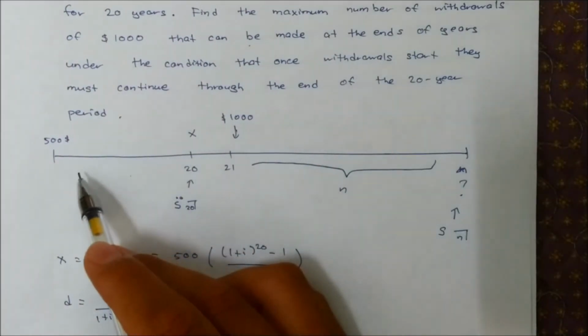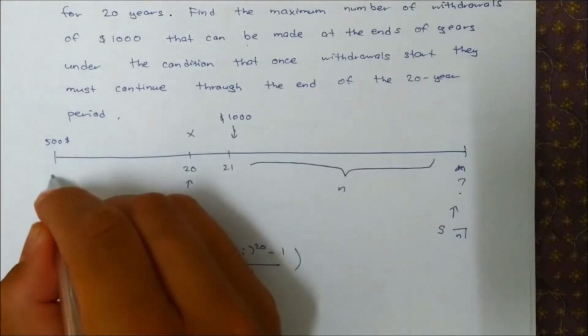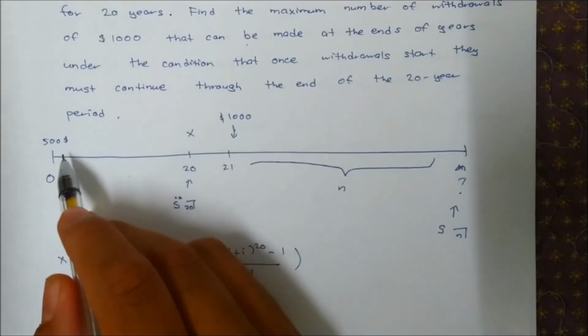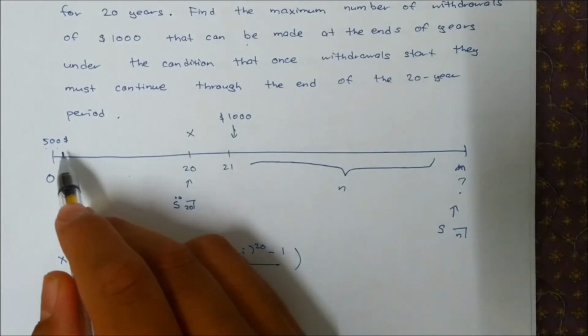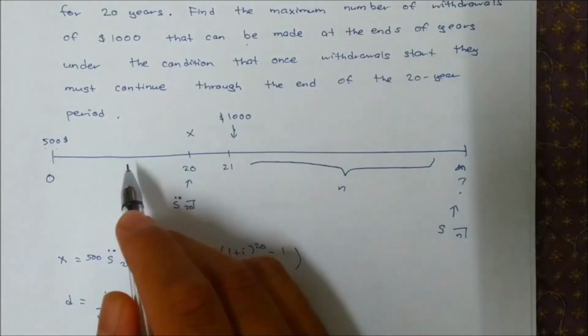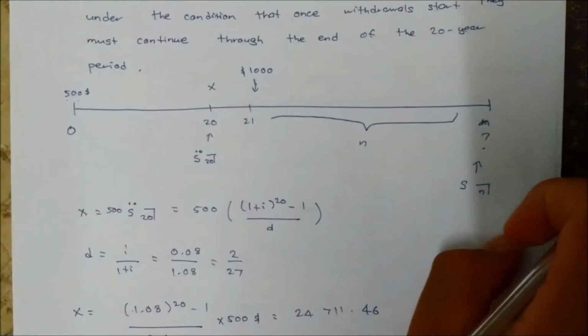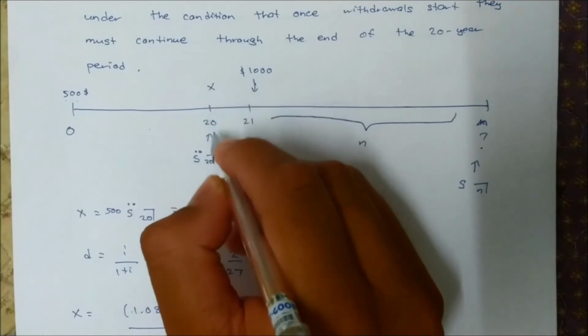So we need to create the timeline diagram for the question above. So here is the timeline. From year 0 to year 20, the fund will accumulate from a series of payments of $500 for each period up to year 20. So we need to find how much the fund accumulates to at year 20.